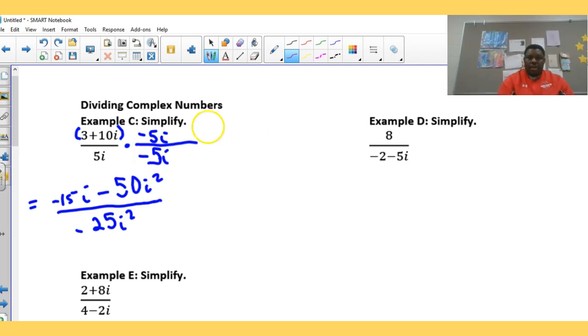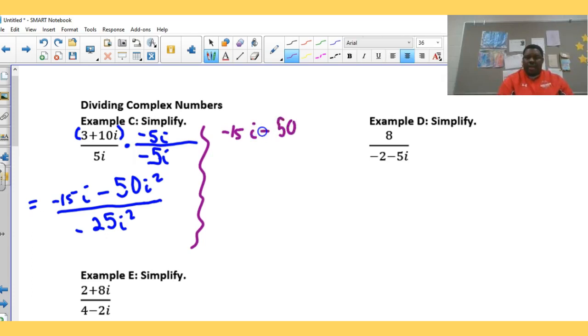I'm going to go up here. Good job, first. Negative 15i minus 50 times negative 1, because remember, i squared is negative 1. That's the top. At the bottom, you have negative 25 times negative 1, because again, i squared is negative 1.